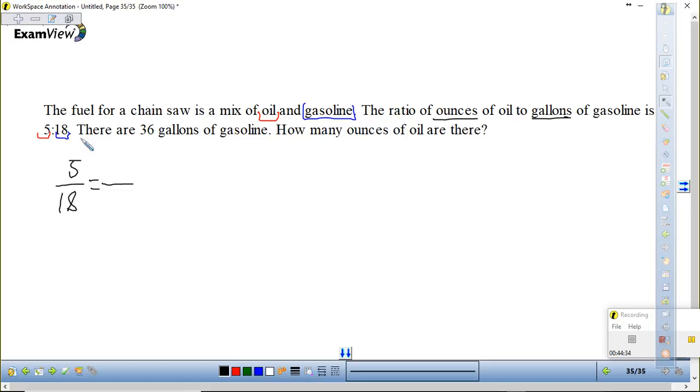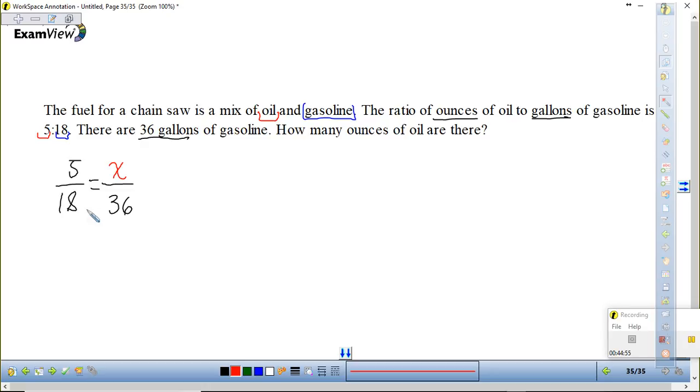Look up. There are 36 gallons of gasoline. So which one of these two is the gasoline? 18. So where am I going to place the 36? On the bottom, 36. Since we don't know what this one is, we're going to label it X.